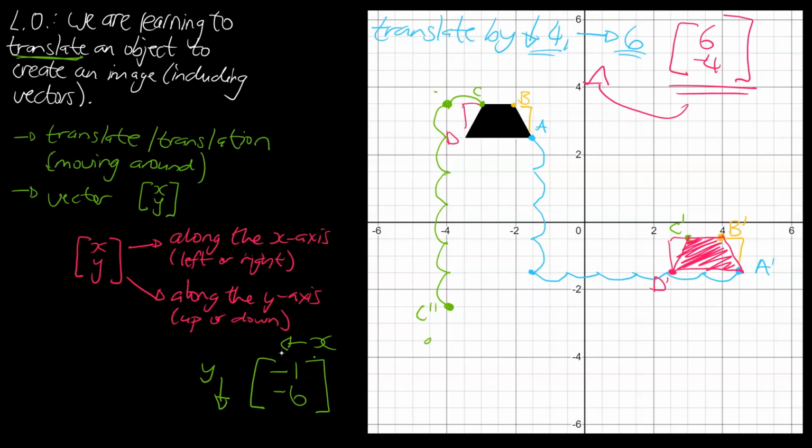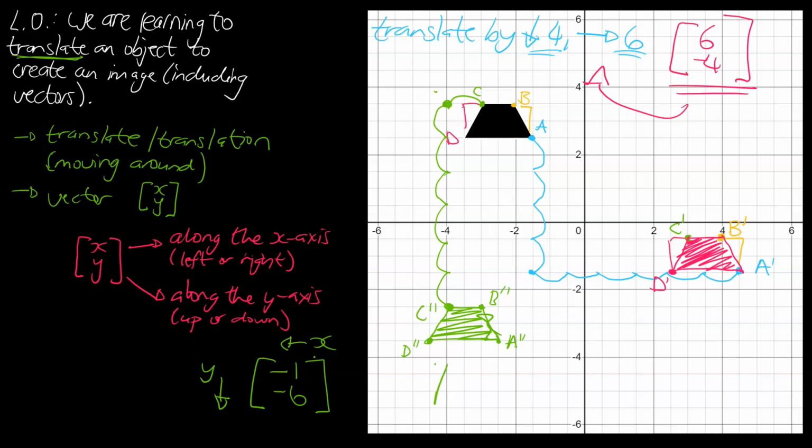We can then map in the rest of ours. So there would be D dash dash, there would be B dash dash, and down the bottom there would be A dash dash. And we connect those dots, and we've created our translation of our trapezium by the vector -1, -6. We'll wrap up with one more example and then we'll move on.